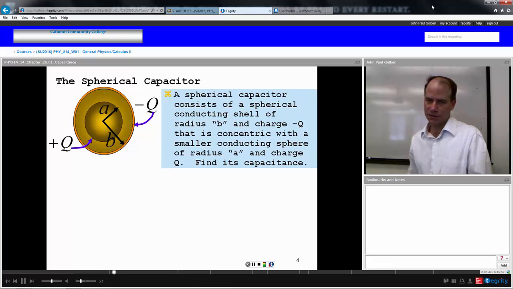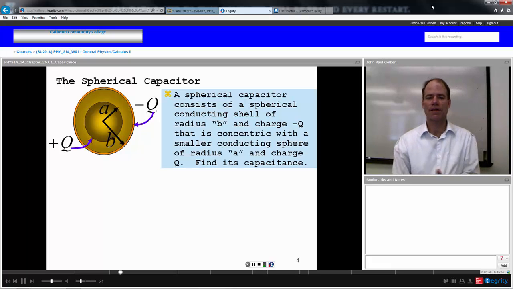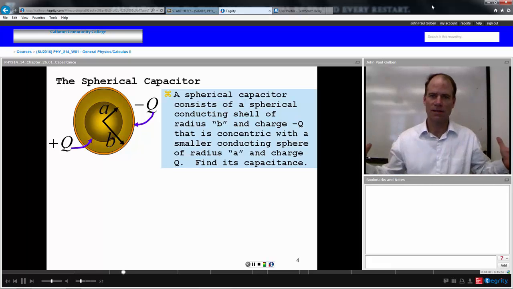A spherical capacitor consists of a spherical conducting shell, radius b, concentric with a smaller conducting sphere, radius a, and charge Q. Find its capacitance. So we have 2 nested shells, plus Q on the inside, negative Q on the outside. We want to find the capacitance of this device.